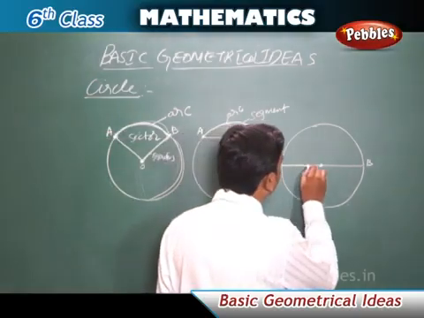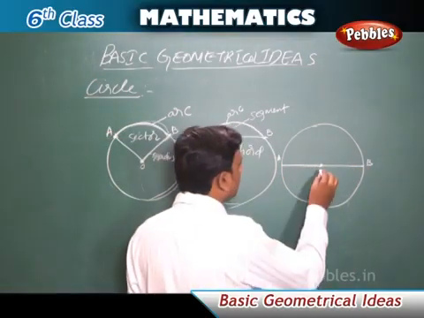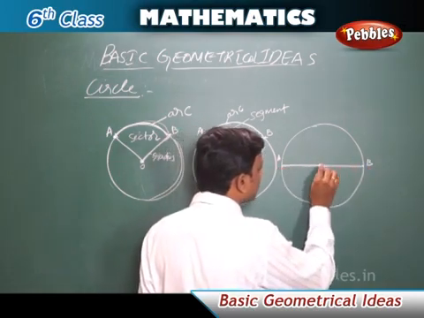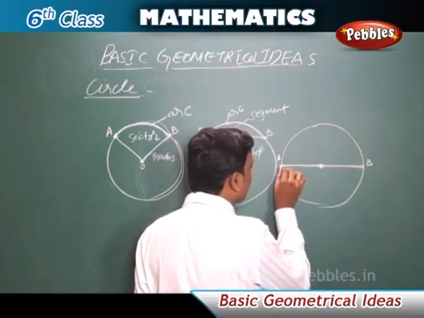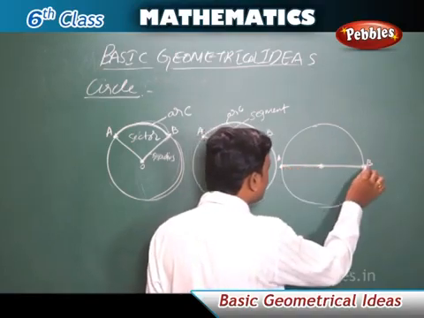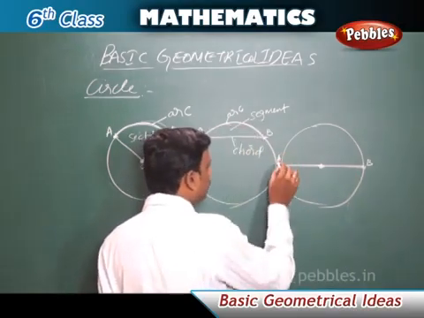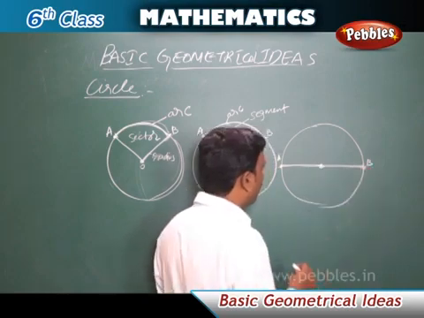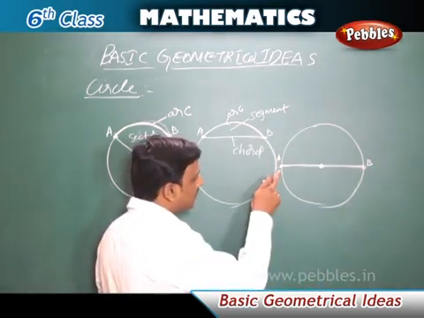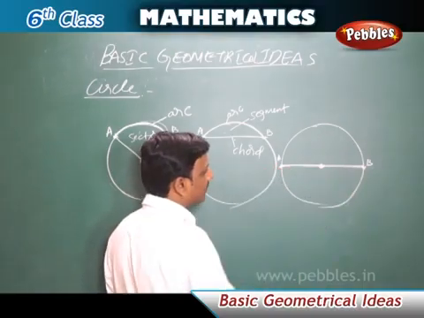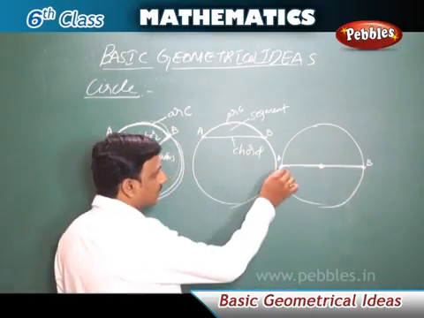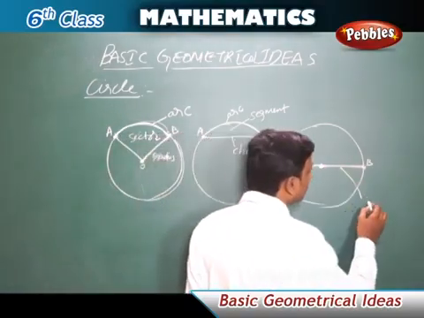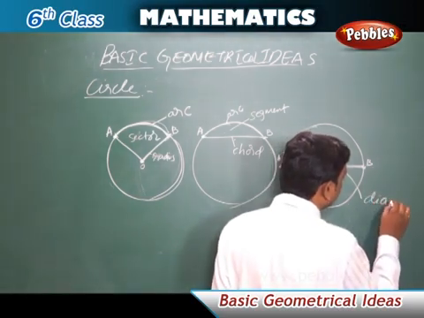Here this is a radius, this is a radius, 2 radii. So here you can see this is also a chord because this is connecting 2 points on the circle, A, B. But whenever a chord connects 2 points and passes through the center of the circle, you call it diameter.